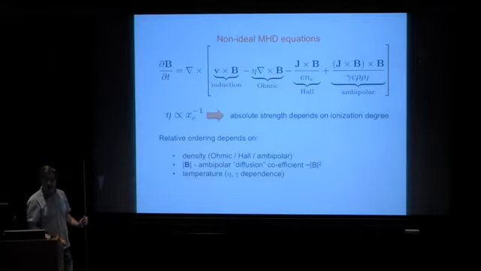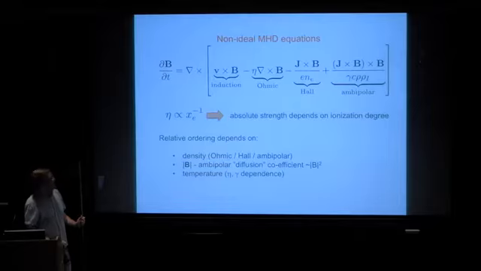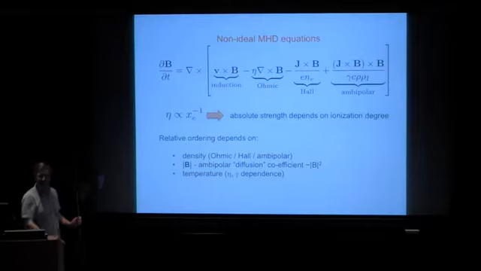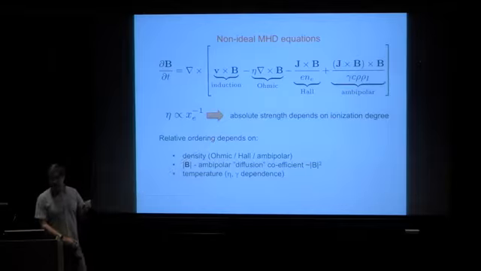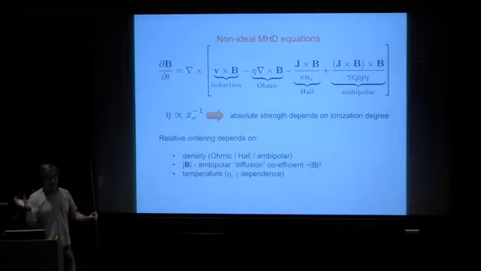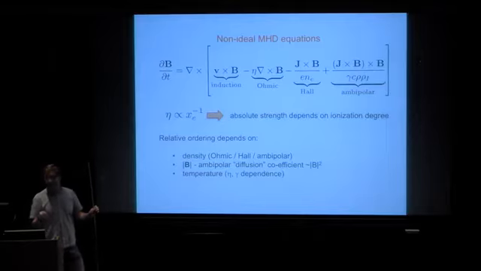The current is still here, just curl B. So the ambipolar part in particular, if you then write that as curl B, you've ended up with a bit of a mess, right? You've got curl B, cross B, cross B. So you need to think about what that really means, or maybe don't worry about what that means. The absolute strength depends on the ionization degree, and so there's a whole game in protoplanetary disks of trying to calculate the ionization degree accurately. And that's difficult.